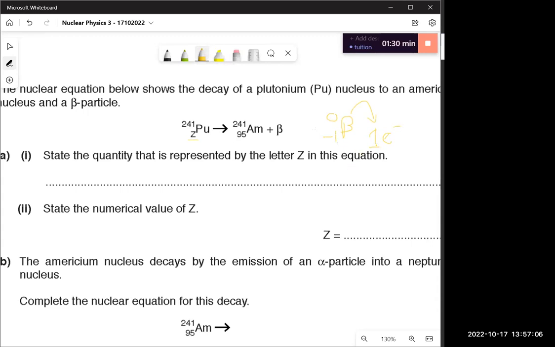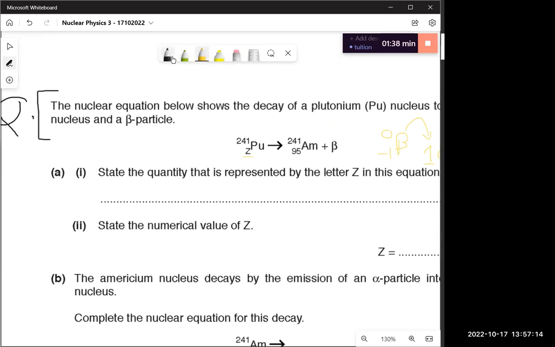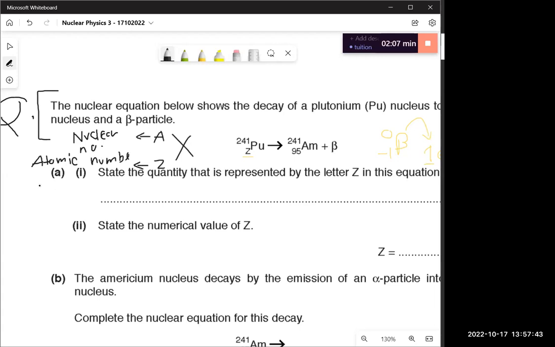Right now, we don't care about alpha, beta. They're just asking us, what does this letter mean? Whenever we have this notation, let's say X with A and Z, whatever the X is, we don't care. A is always the nucleon number, the one above. X, A, Z don't mean anything here. I'm just using them as symbols. Nucleon number is on top. This one below is called the atomic number, or number of protons.